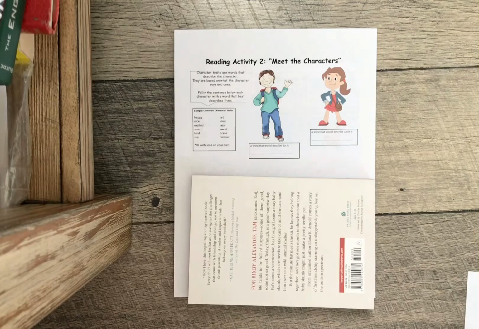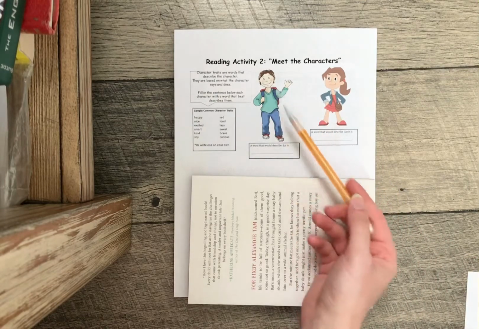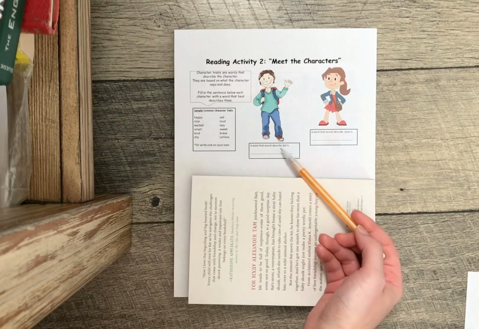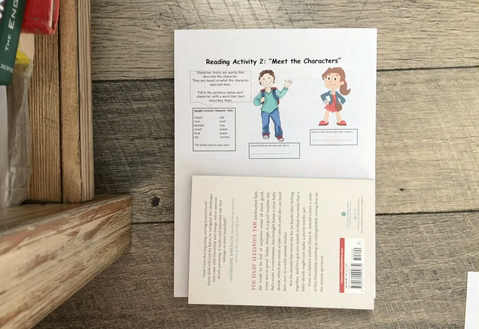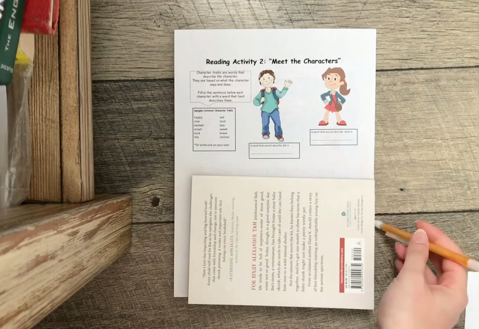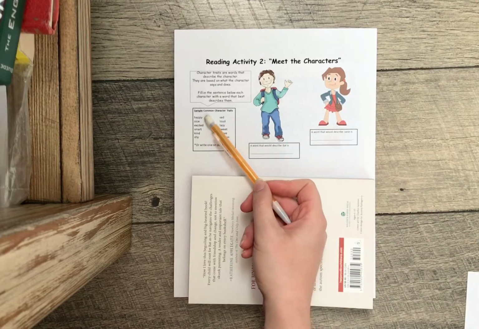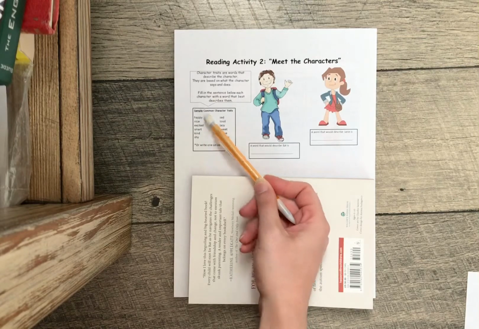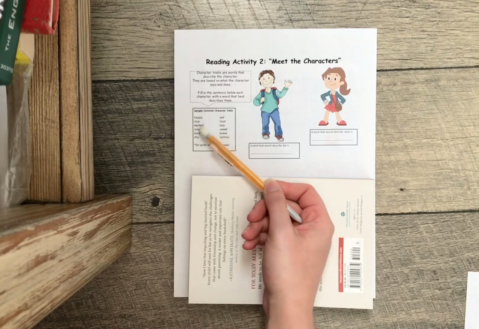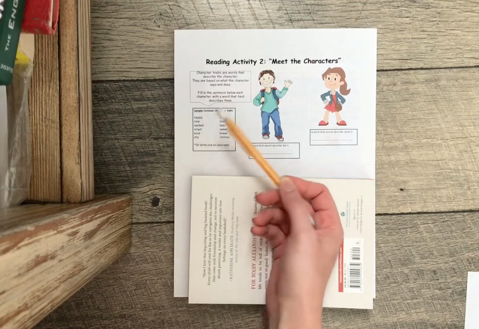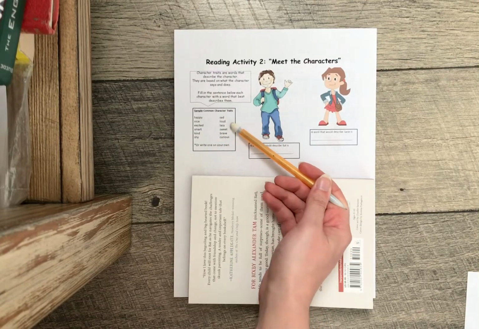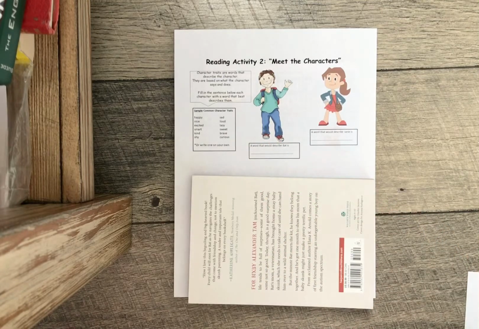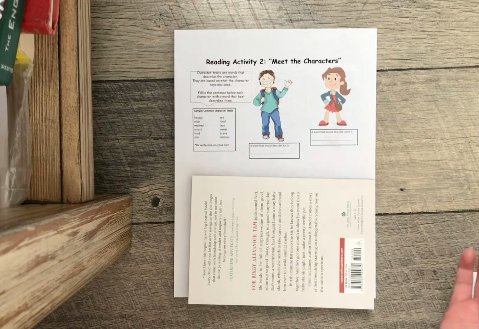Then it says fill in the sentence below each character with a word that best describes them. So think about Bat. Here's Bat. A word that would describe Bat is... What do we know about him? What are some words that you would use to describe him? They gave us some choices over here. Is he happy? Is he nice? Is he excited? Is he smart? Is he kind? Is he shy? Is he sad? Is he loud? Is he lazy? Is he sweet? Is he brave? Is he curious? Is he funny? Is he mad?